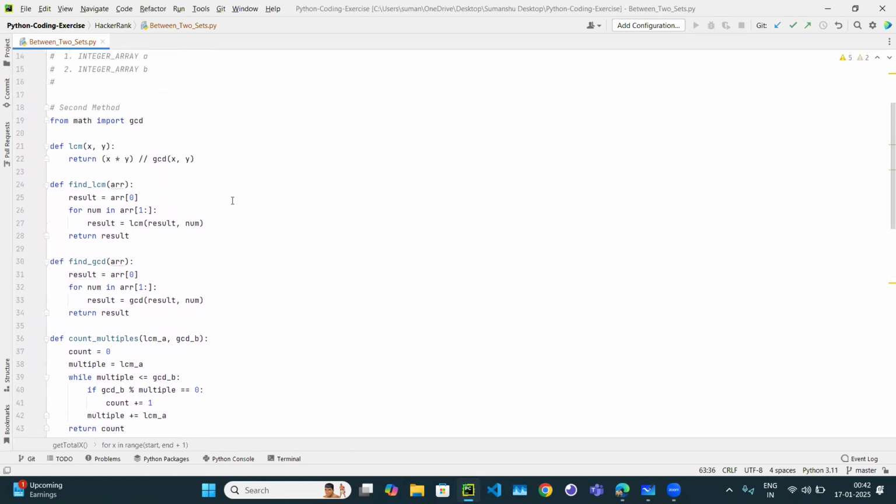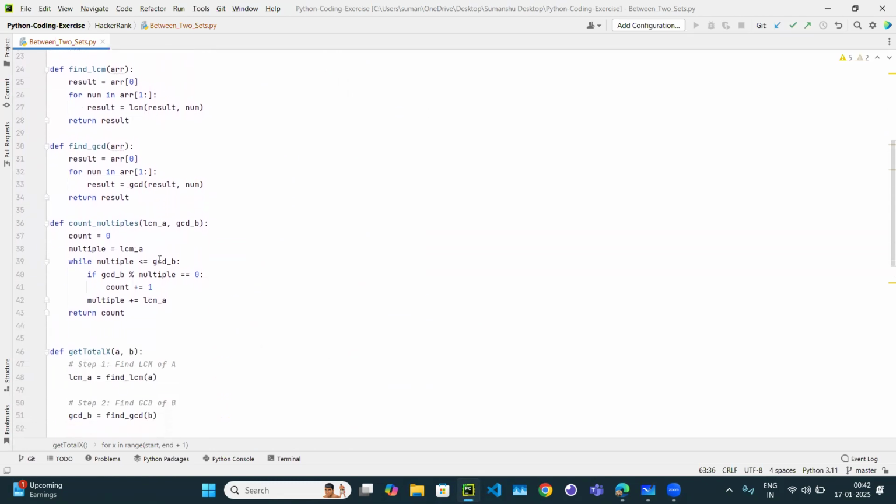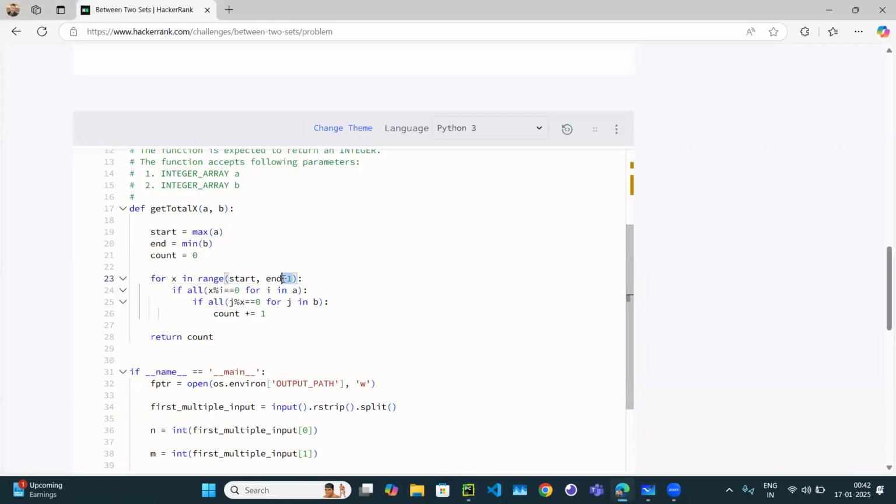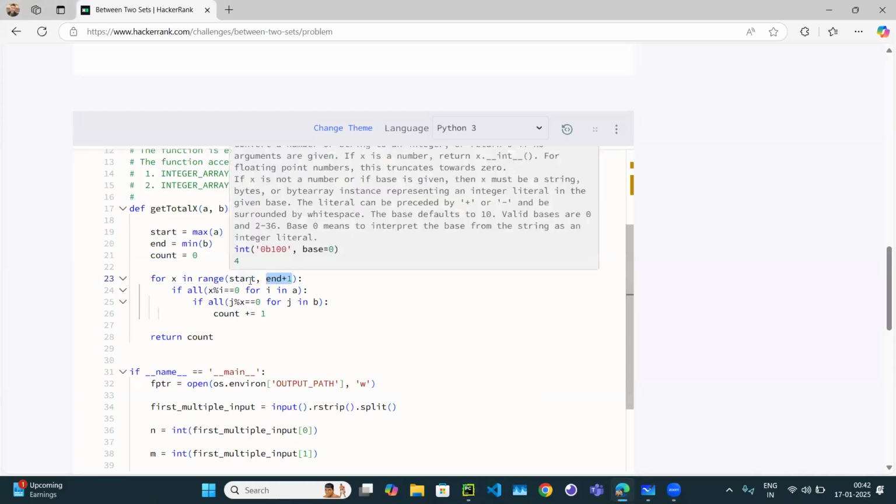So in the optimal approach, let me show you what we did. Here we are checking all the elements, right? We start from 6, then 7, then 8, then 9. Why are we incrementing by 1? Why can't we increment by the least common multiple? If we increment by the least common multiple, we are going to skip so many numbers and it is going to improve our performance, right?